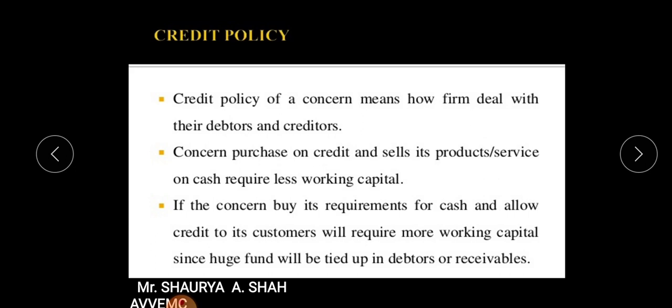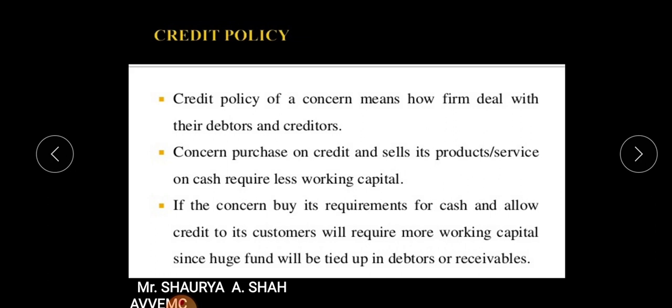A concern that purchases on credit and sells its products on cash requires less working capital. Why? Because if I am getting my purchases on credit, I do not need to pay the money. But if I am selling on cash, I am immediately receiving the money. So payment is less and receipt is more. So that will ultimately lead to a lower working capital requirement, right? If the concern buys its requirements for cash and allows credit to its customers, it will require more working capital since huge funds will be tied up in debtors or receivables, right?